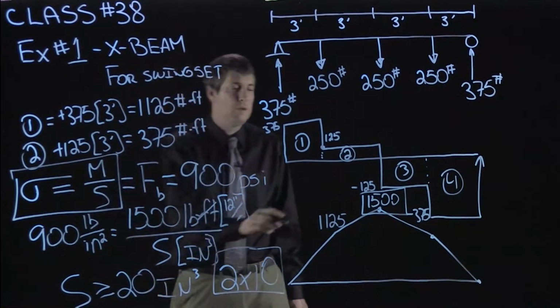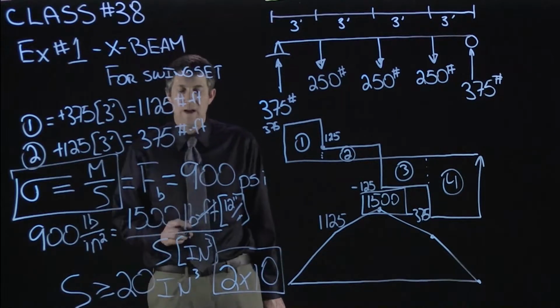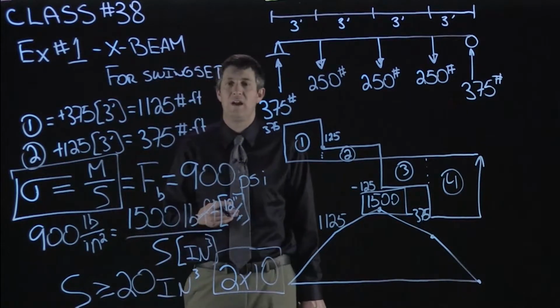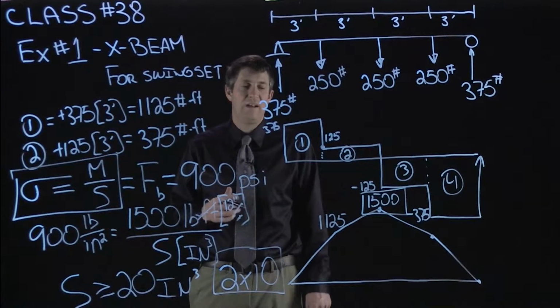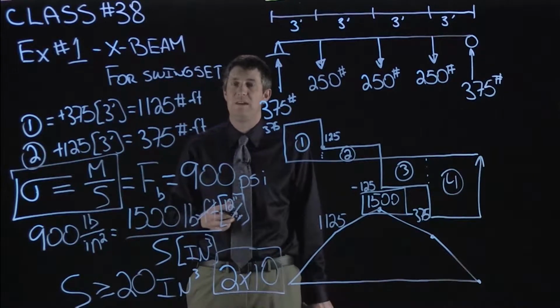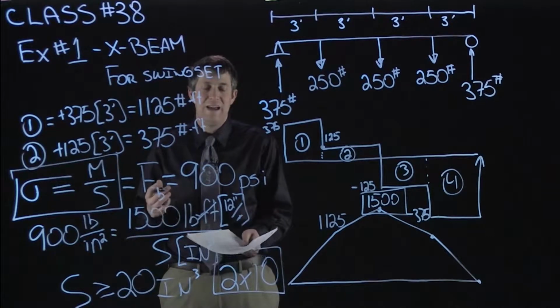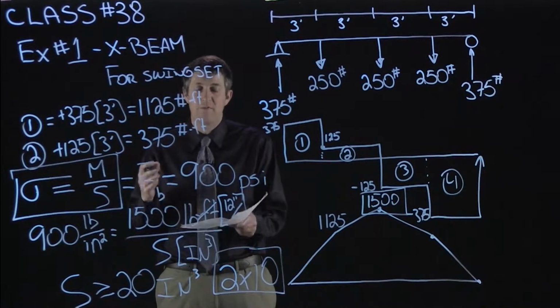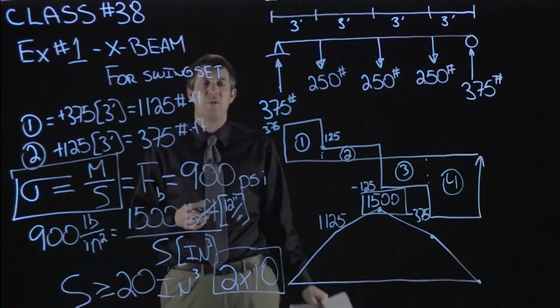We pick the moment straight from our moment diagram, and then from there, we solve for S. Once we get S, we enter our tables in the back of the textbook, Appendix F, and we find a beam that has an S value at least greater than 20 inches cubed. Now, we could have picked a much bigger beam. We could have picked a beam that was 4 inches wide by 20 inches deep. That would have been sufficient for this problem.